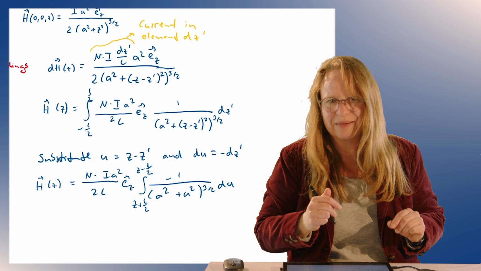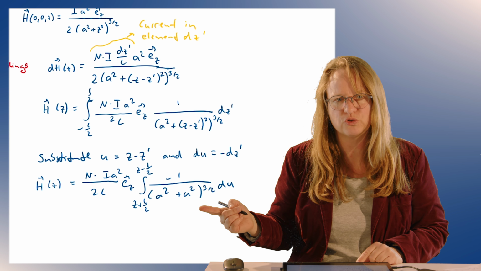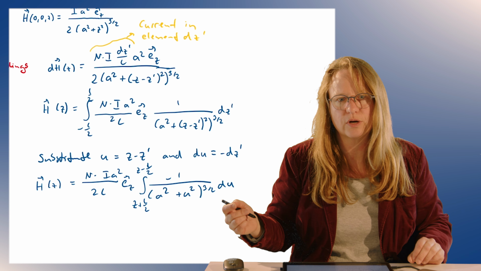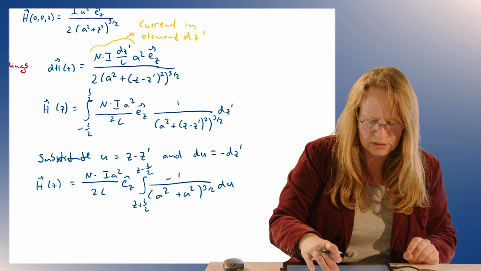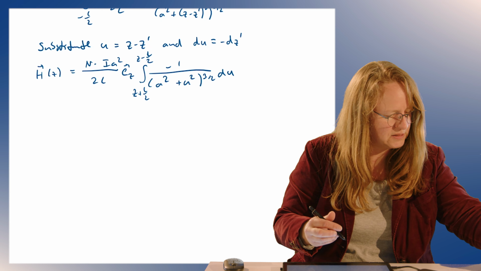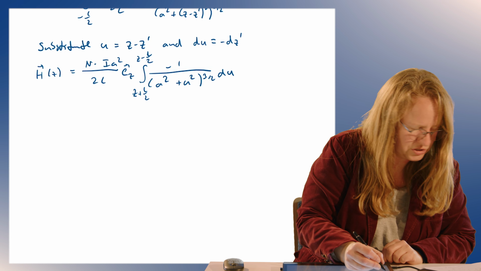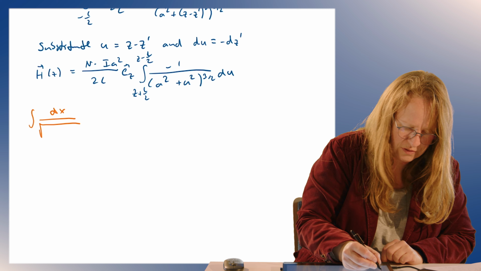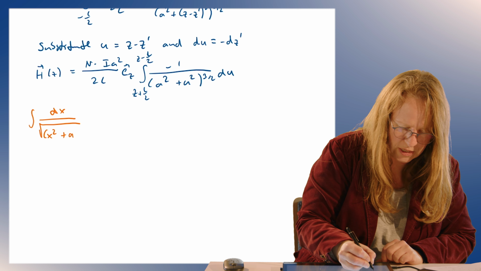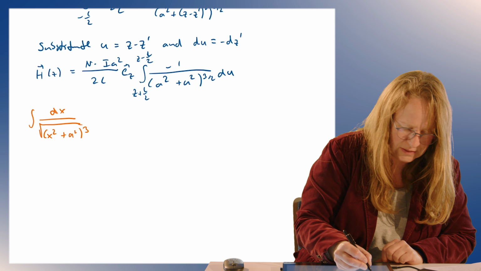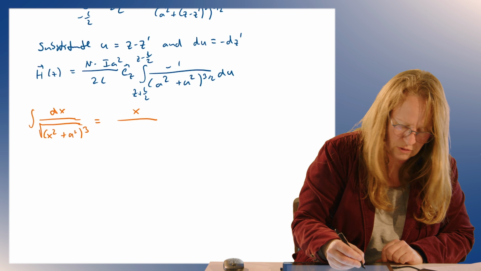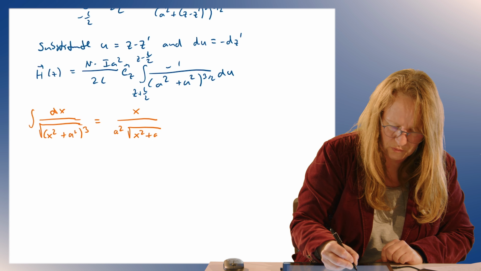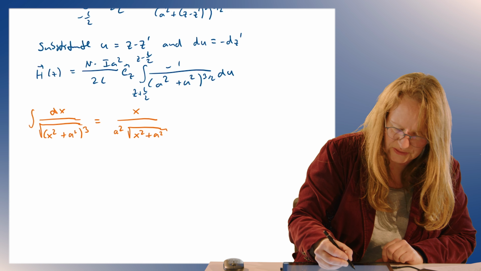Okay, why did I do this whole substitution? I did this whole substitution because I somehow need to solve this integral. And this integral now is a standard integral, so I can look it up in a standard math book. If I look it up, I find, just as a side note here, that the integral over dx of x squared plus a squared to the power of three halves is equal to x over a squared times the square root of x squared plus a squared.